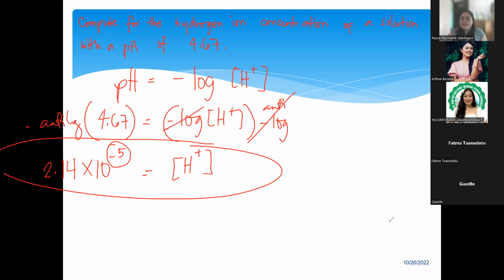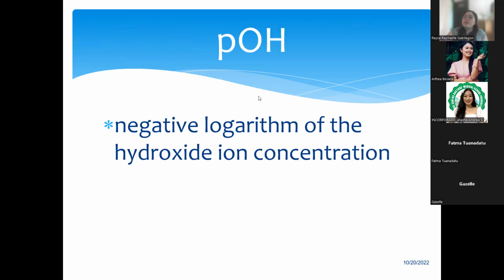So we have a lot of computations this morning, and you really have to know the formula. So the next one, class, if we have no questions, we have the pOH. pOH is for the bases, because this will measure the strength of the base using this formula: negative logarithm of the hydroxide ion concentration.